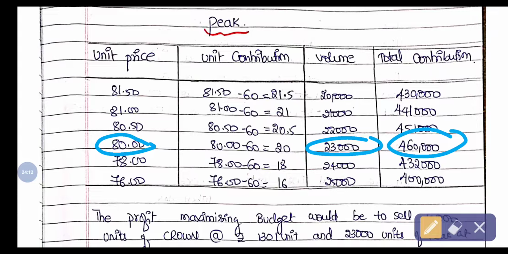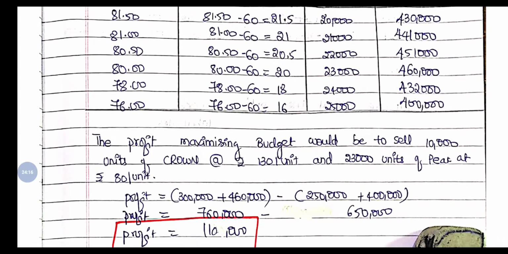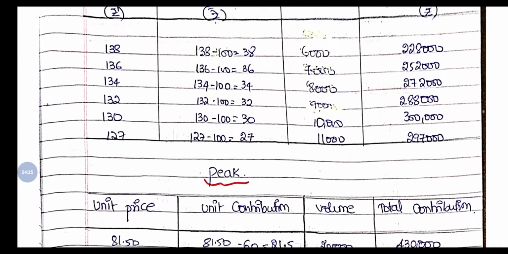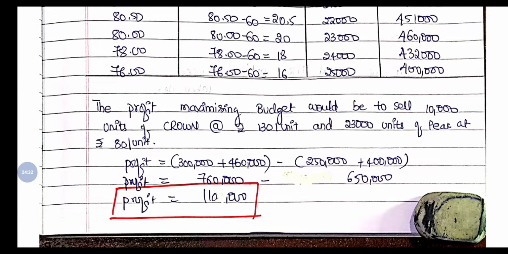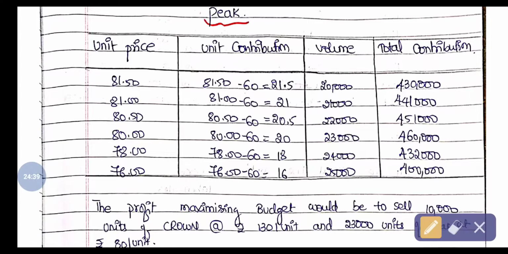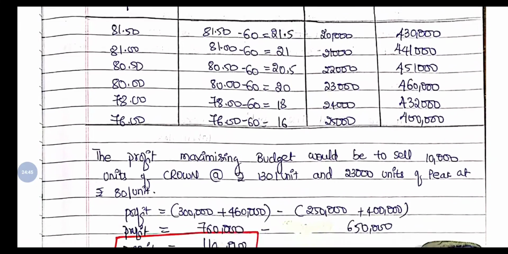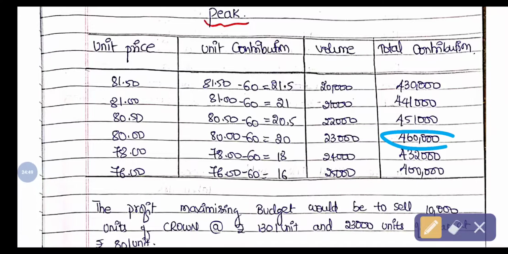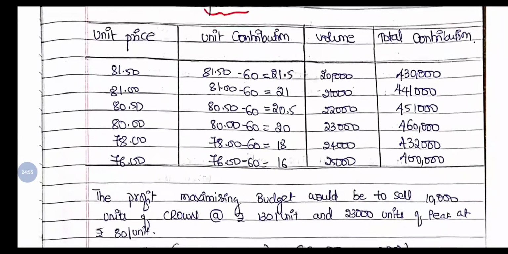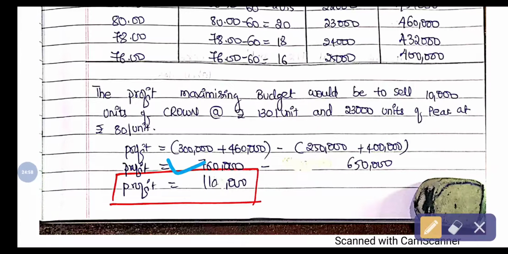So 4,60,000 in peak and 3 lakh in the Crown. The profit maximization budget here would be to sell 10,000 units from Crown at rupees 130, and 23,000 units of peak at rupees 80 per unit. So simply we have to add both the contributions: 4,60,000 from peak and at rupees 130 it means 3 lakh. So 3 lakh plus 4,60,000 will be 7,60,000.